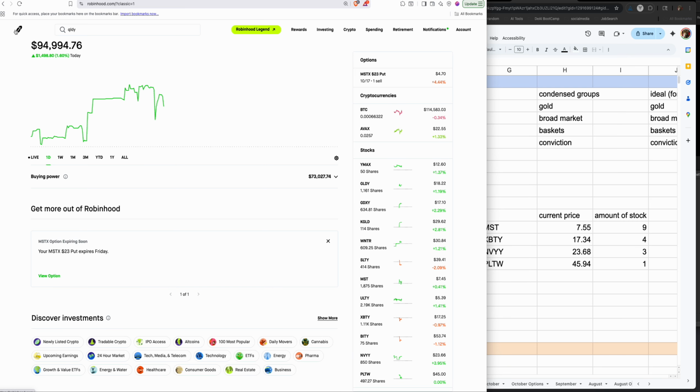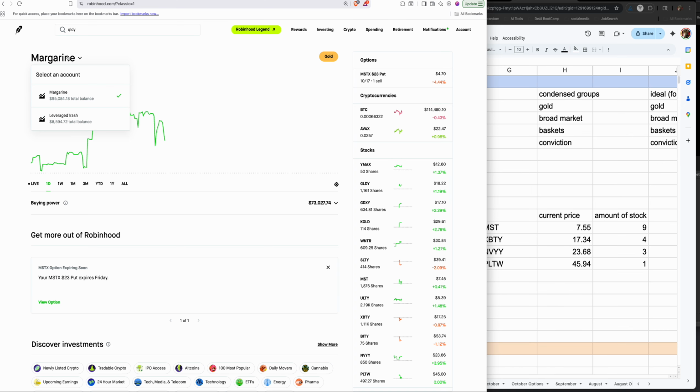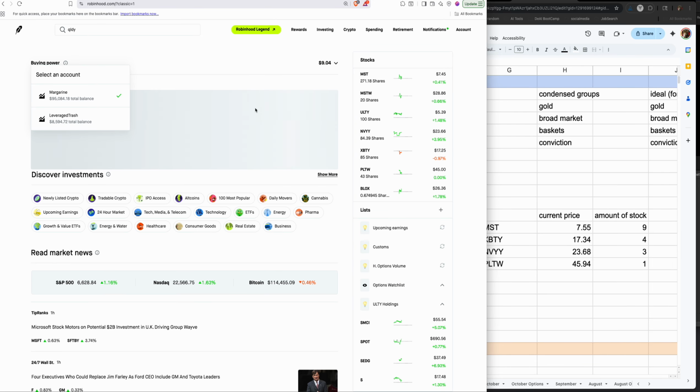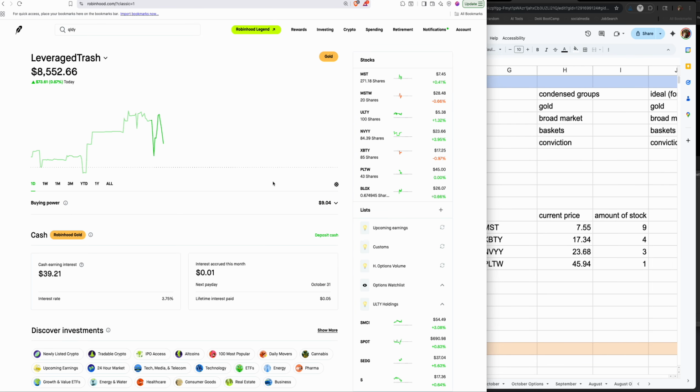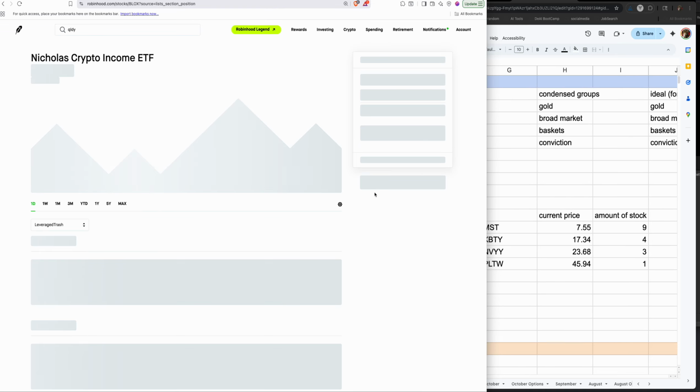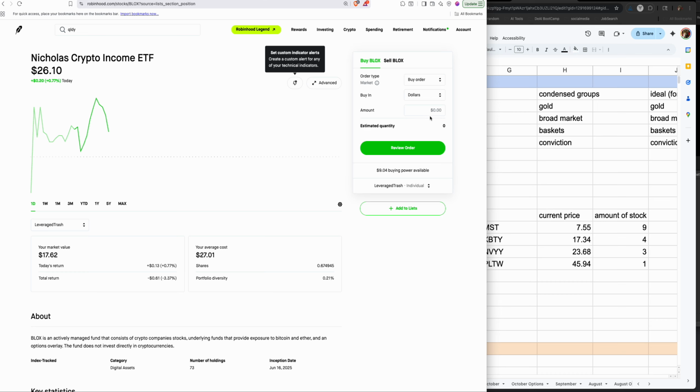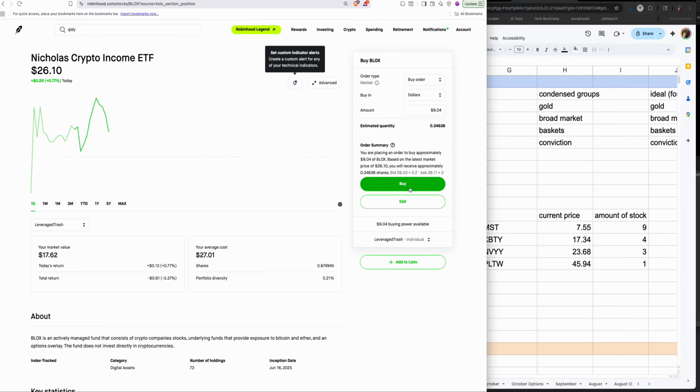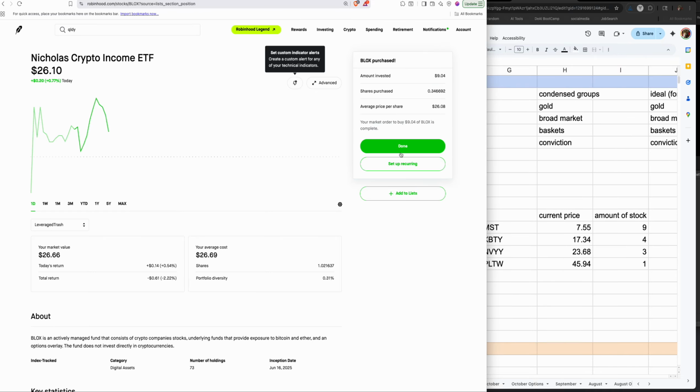And so I do have things I need to do, like this account eventually is going to pay for Bitcoin. So when we get this to the point where I can use my leverage trash account to pay for my everyday living expenses, my margin account can be for paying off debt and the future, basically. So I have $9.04. So we're just going to go into blocks and buy in dollars, $9.04 worth of that, which is a third of a stock. And if that's the most I can do this time, that's the most I can do this time. At least it pays every week, right?